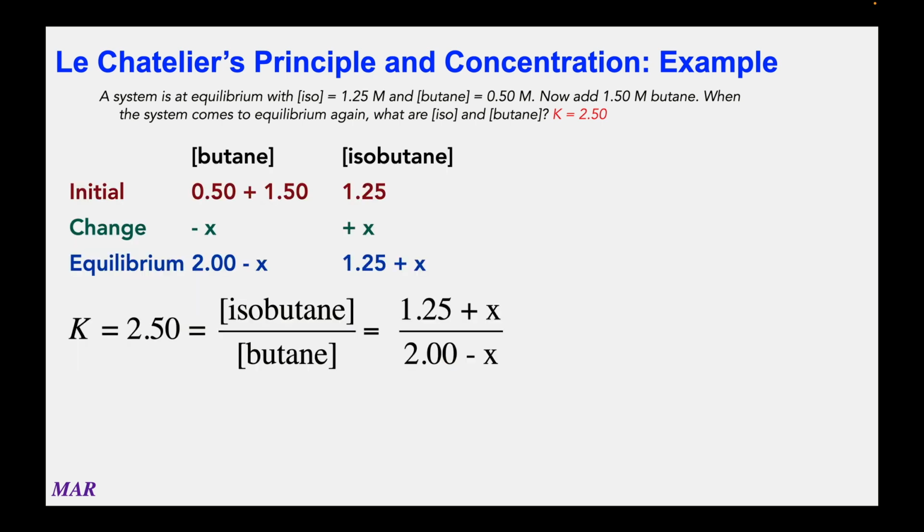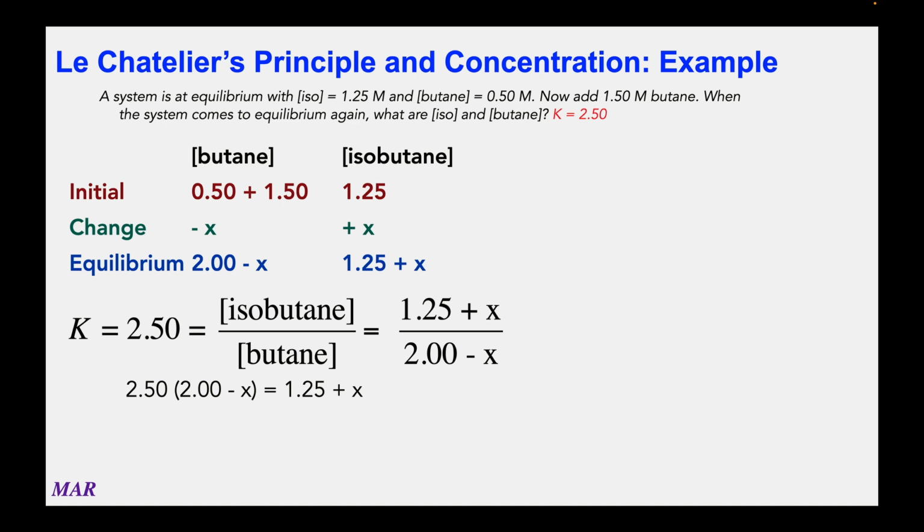Okay, so there's our ICE table from before. The equilibrium constant's 2.50. So 2.50 equals the isobutane over butane. So 2.50 equals 1.25 plus X divided by 2 minus X. So we've got to get all the X's on one side. We'll start by multiplying both sides by 2 minus X. That gets rid of the 2 minus X in the denominator on the right. We then have 2.50 times 2 minus X equals 1.25 plus X.